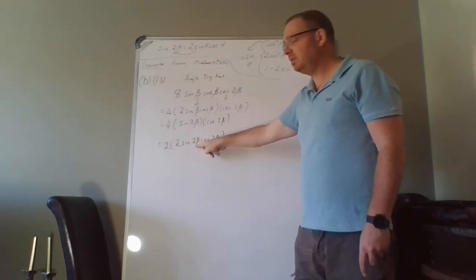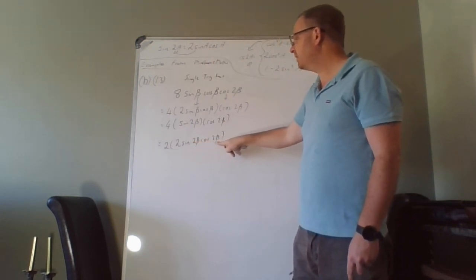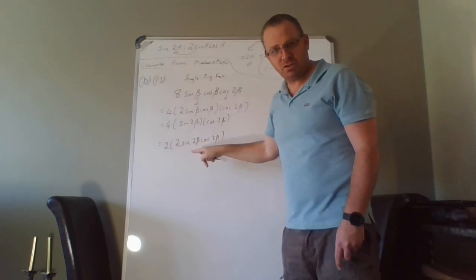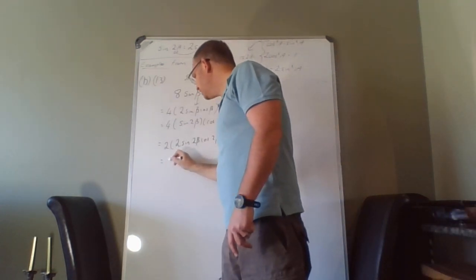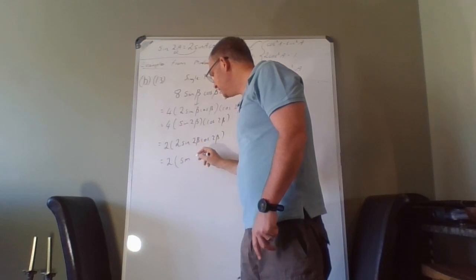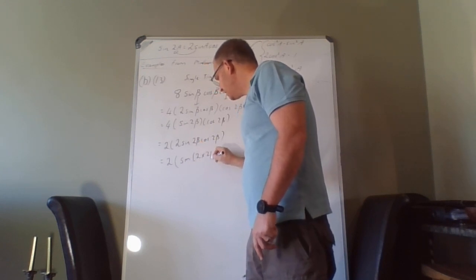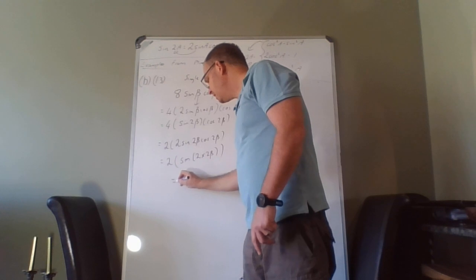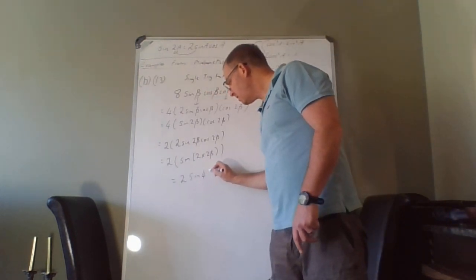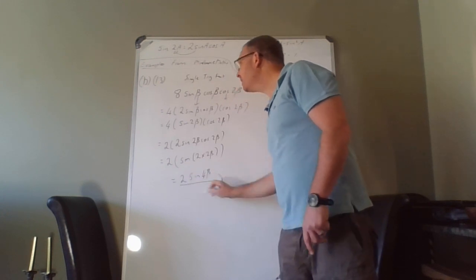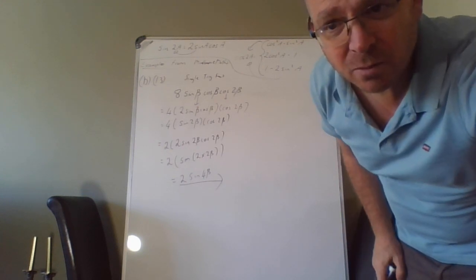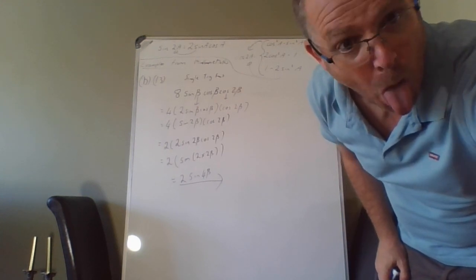2 sine of some angle, cos of the same angle, is sine of double that angle. So what's double 2 beta? Double 2 beta is 4 beta. So it's going to be 2 sine of double 2 beta, so it's 2 times 2 beta. You don't have to show that step, which is simply going to be 2 sine of 4 beta. And that is the question. They take a bit of getting used to, but once you get used to the patterns, you're fine.